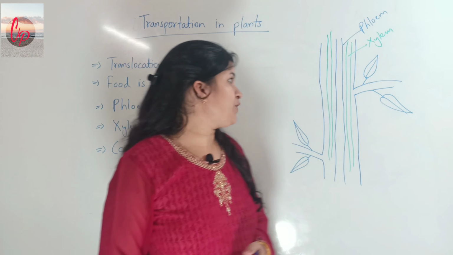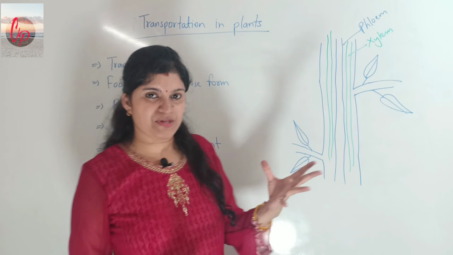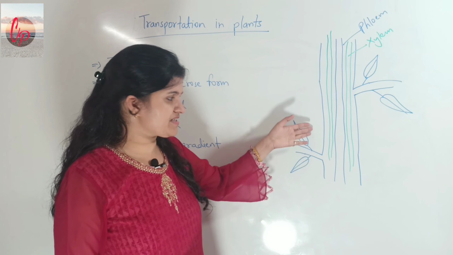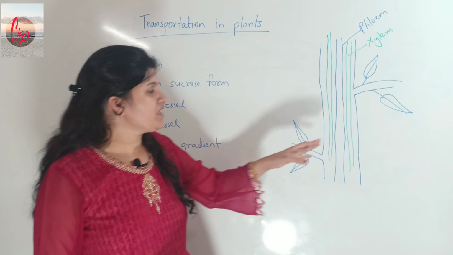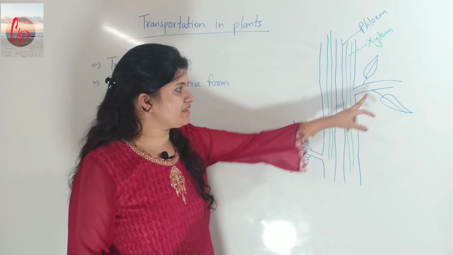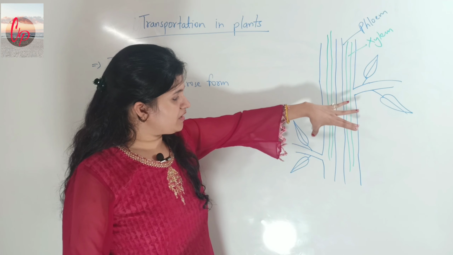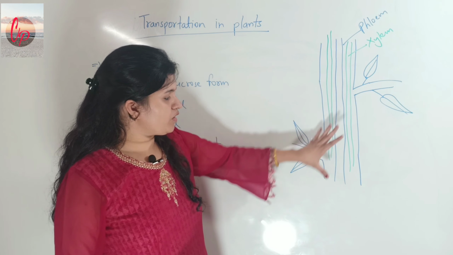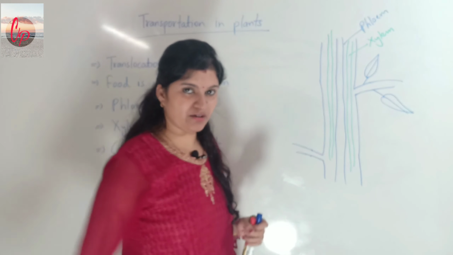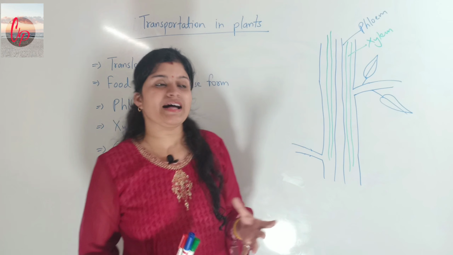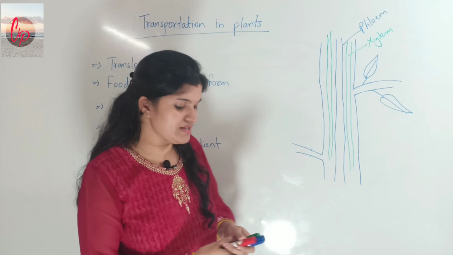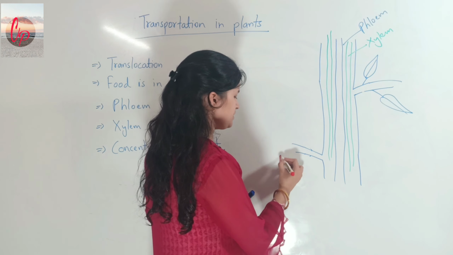Now let's talk about how the transport of food actually happens. See, here I have drawn a tree, so understand it like a tree. Here the leaves are present, here also leaves are present, so these are the green parts of the plant, and in between these two, this is the non-green part of the plant and this is the green part, and the food has to come from here to here. It has to be transported from the green parts to the non-green parts.